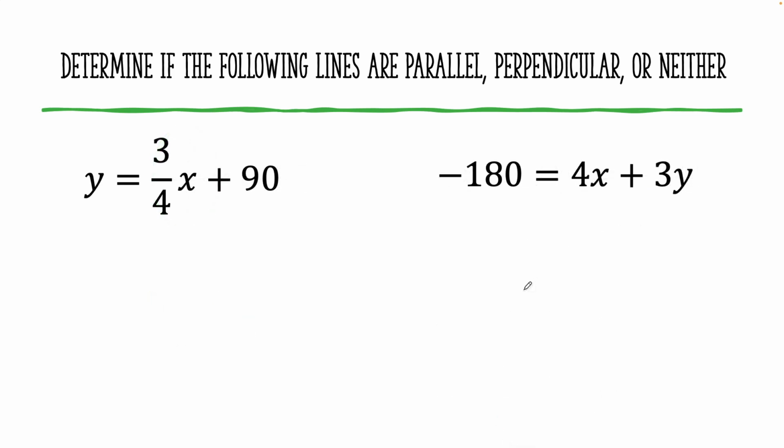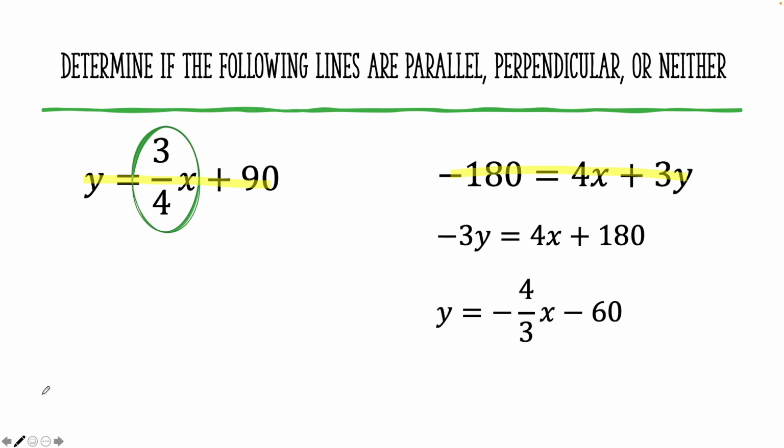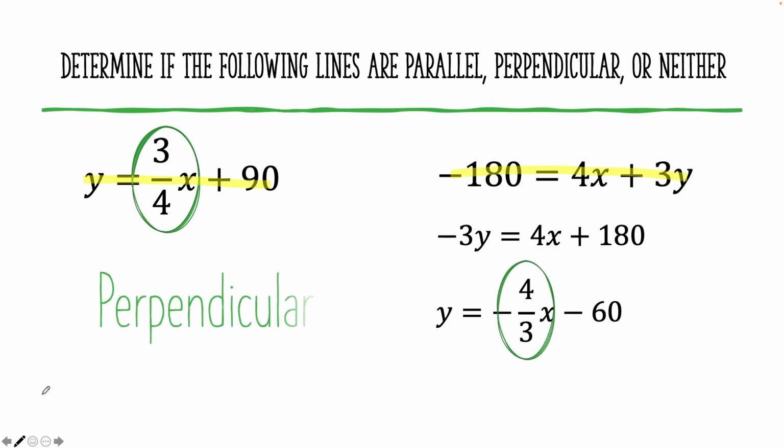Last one. Again, determine if the following lines are parallel, perpendicular, or neither. We're going to take this one right here, this is in standard form, and rearrange it to be in slope-intercept form so we can compare the slopes. I'm going to subtract 3y from both sides and add 180 to both sides. And then divide everything by -3. So let's compare the slopes. Those are negative reciprocals of each other. They're flipped and have opposite signs, so those are perpendicular lines.